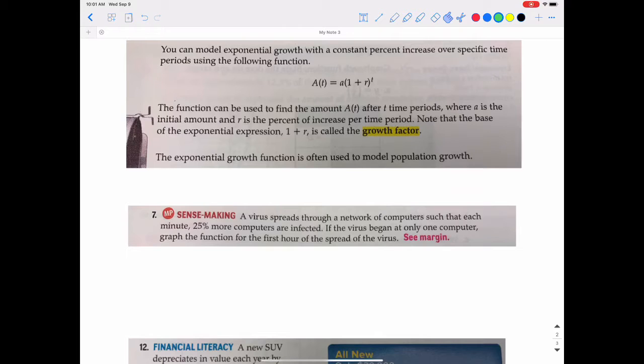For the word problems, we use the basic function of exponential growth or exponential decay, depending on the situation. The basic function is A of t equals a, parentheses 1 plus r to the t power. A is the initial amount, basically the starting amount. R is the percent. Remember, percent should be written as a decimal. And t is going to be time.